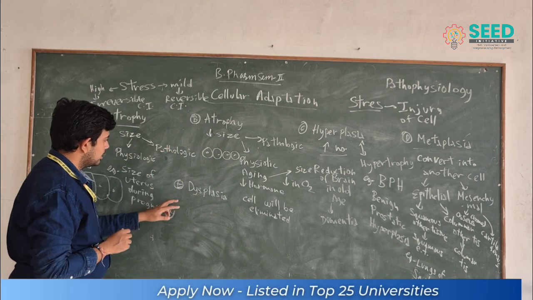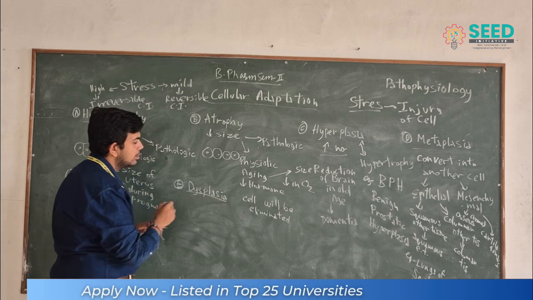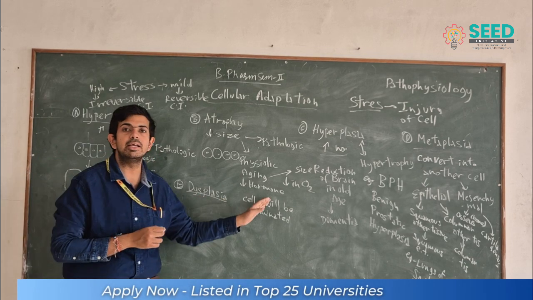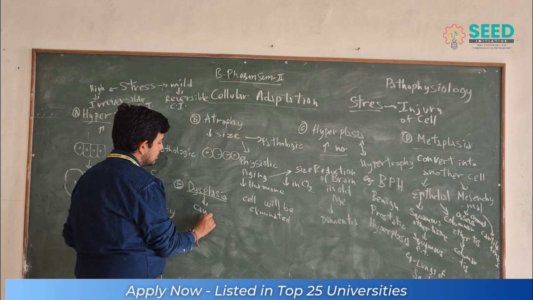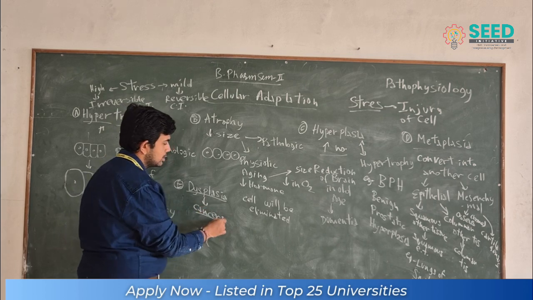Last thing is dysplasia. Dysplasia means that the cell will be eliminated. This occurs during any carcinomas.